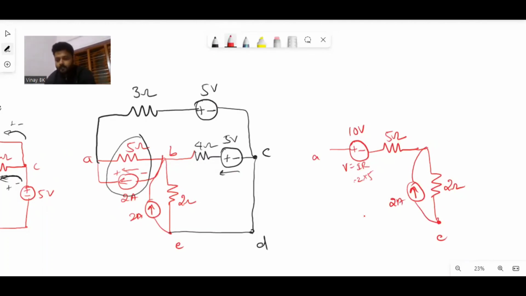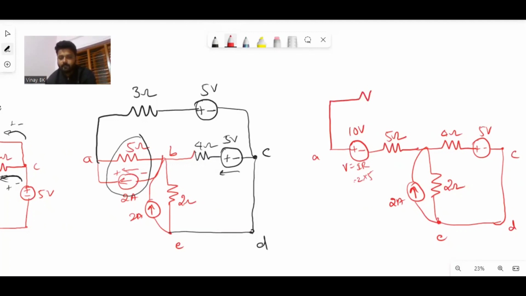Okay, I'll write this as it is: 4 ohm, 5 volts plus minus, 5 volts, 4 ohm, and C to D, D to E will be shorted, C D. Now this is also as it is, 3 ohm and 5 volts, 3 ohm 5 volts. So now it is very simple and very easy to understand.